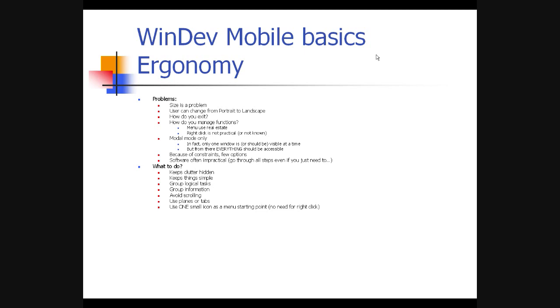One thing that I like to do in this kind of environment is to use one small icon as a menu starting point. How does that work? Well, you create a small icon, a 16 by 16 icon for example, which is your menu. And when you click on it, you have the menu coming up. So there's no need for a right click. It only takes a 16 by 16 icon.